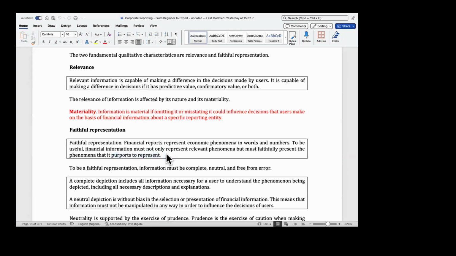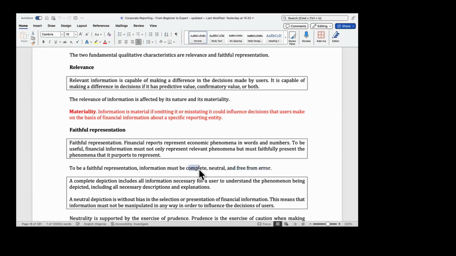Meaning that if your revenue is 20 million, present that 20 million. Don't present 30 million. When your economic activity is saying 20 million, as an accountant, you are not presenting 30 million. No, faithfully represent. So we expect you to be faithful. For us to be sure that you're faithful, because we know most people will not be, we are now saying that to be a faithful representation, the information must be complete, must be neutral, and must be free from error.